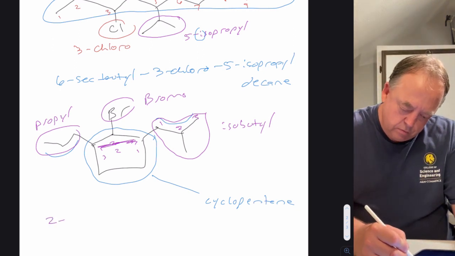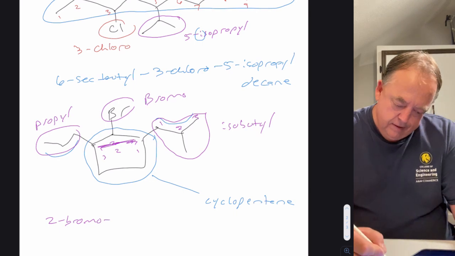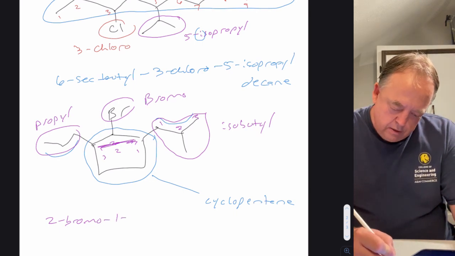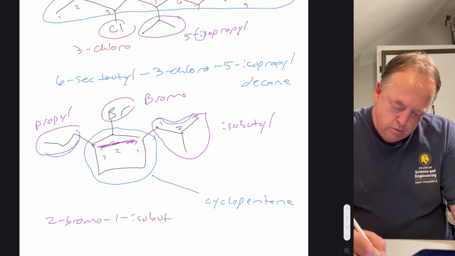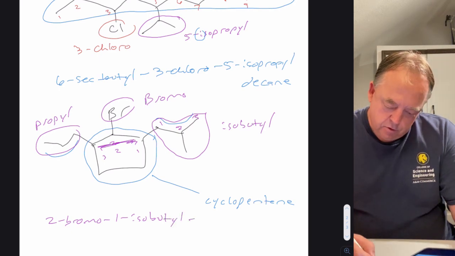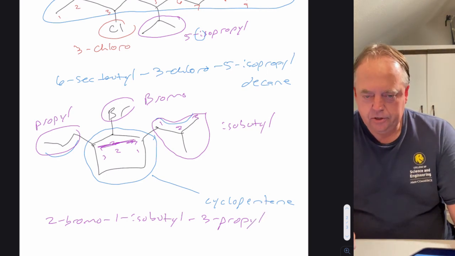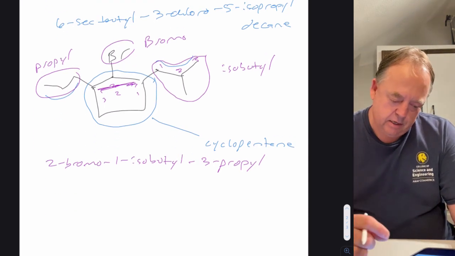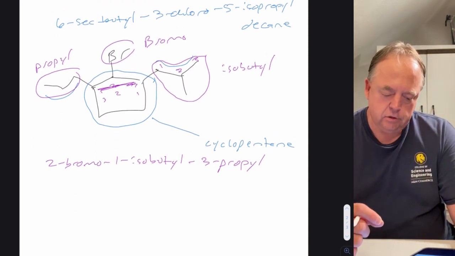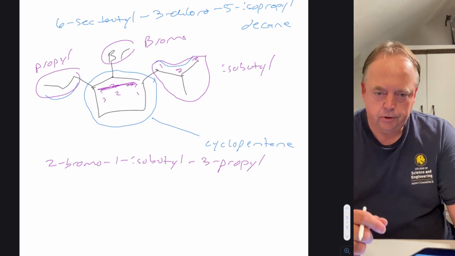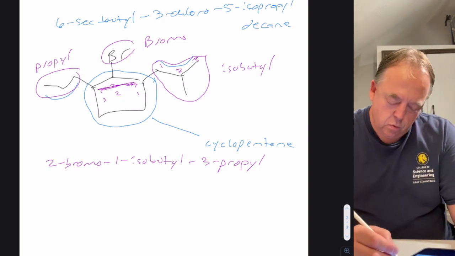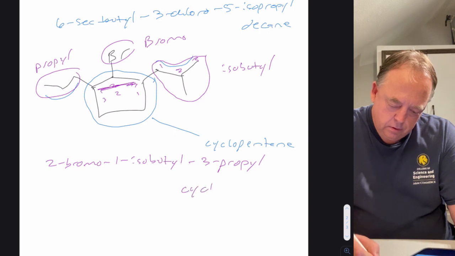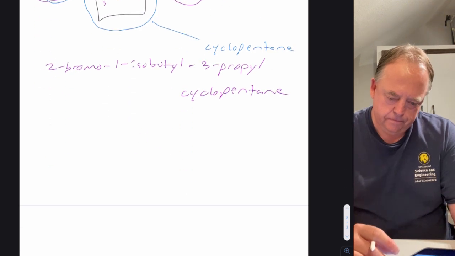So we would have 2 bromo, and then 1 isobutyl, and then 3 propyl. All right, so we don't order things in the name based on the number, we order things in the name based on the alphabet. But if the numbering scheme is the same, we can use the alphabet to decide where to start numbering from. So 2 bromo, 1 isobutyl, 3 propyl. Cyclopentane would be the molecule.